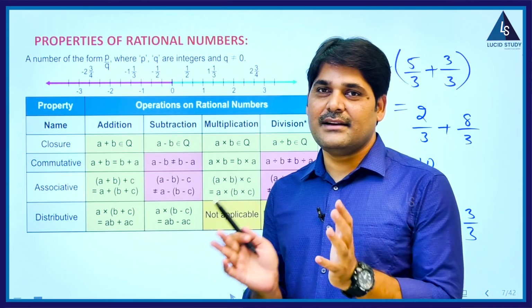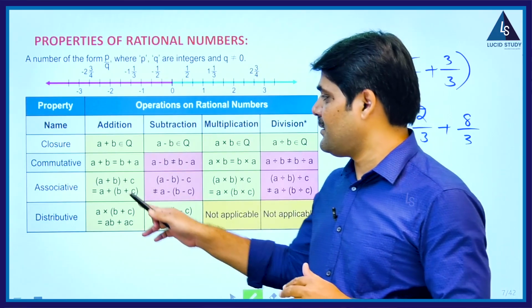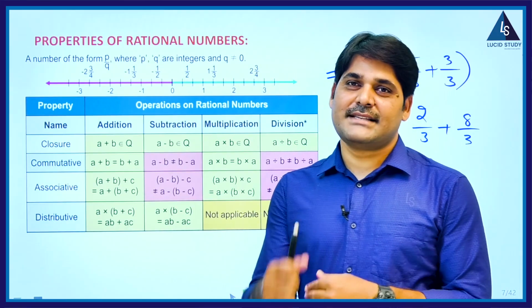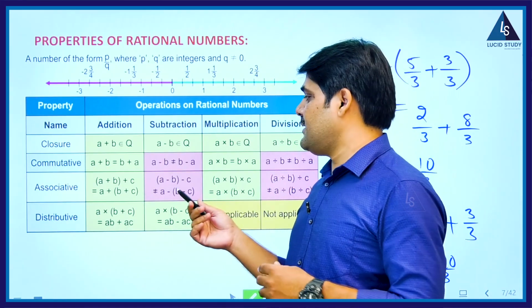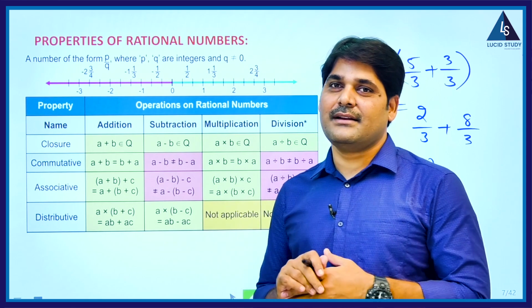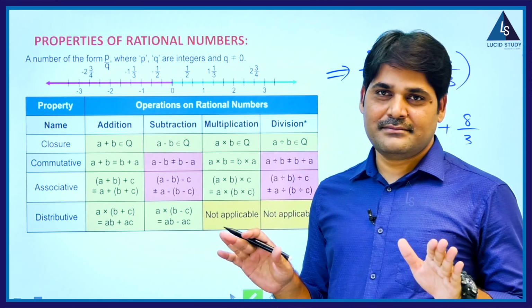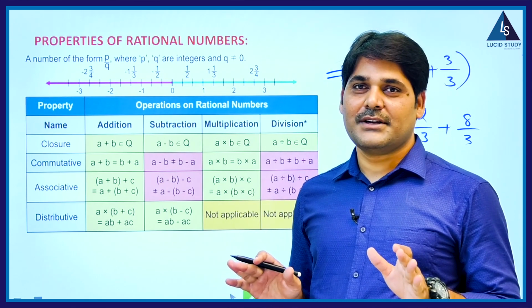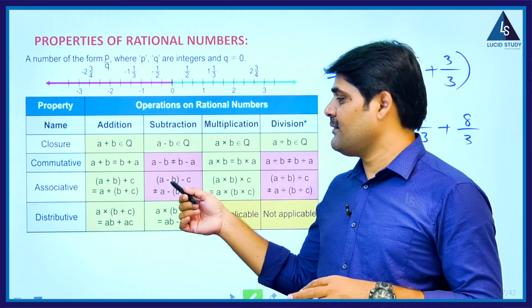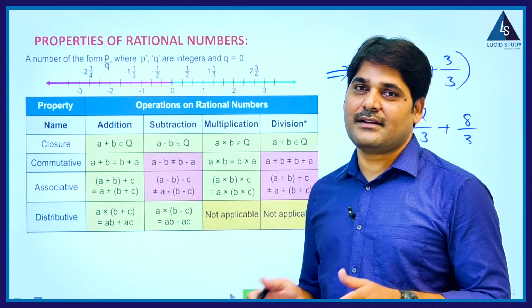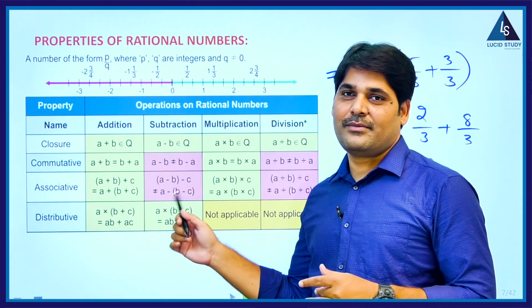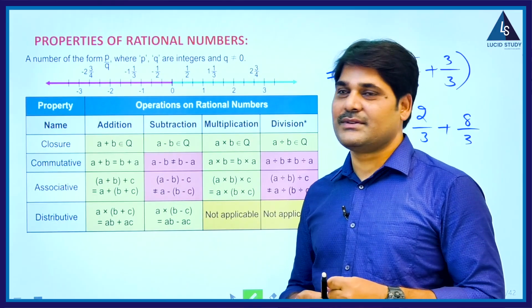That means changing the brackets. So even if you change the brackets, it will give you the same answer. Okay. Next, if you see this, subtraction is not associative, because subtraction will always give you negative answer. That is why this will be false in case of associative.